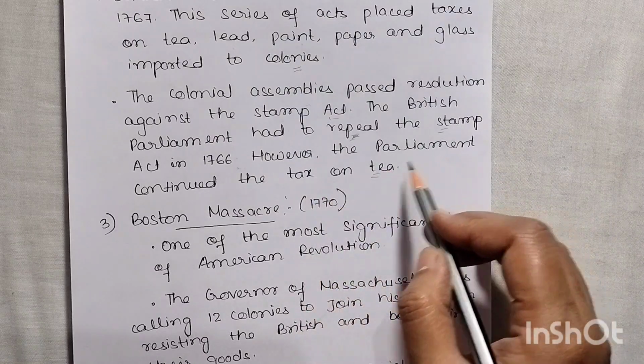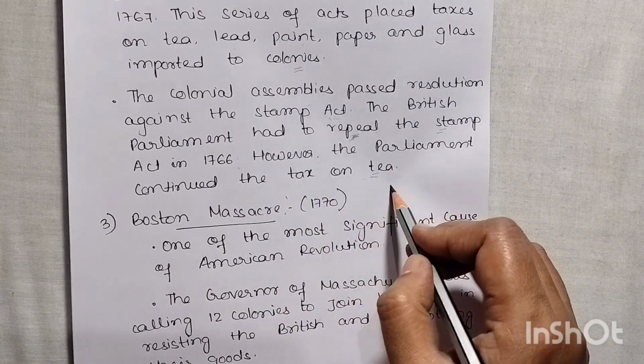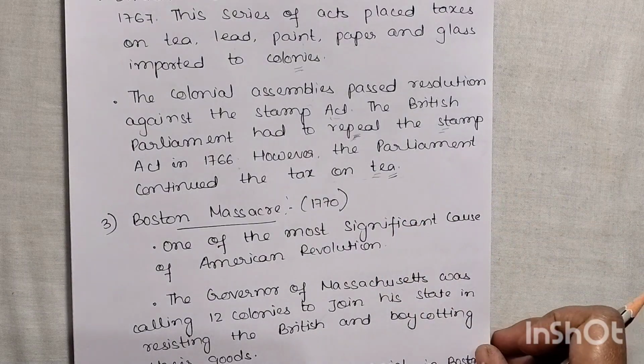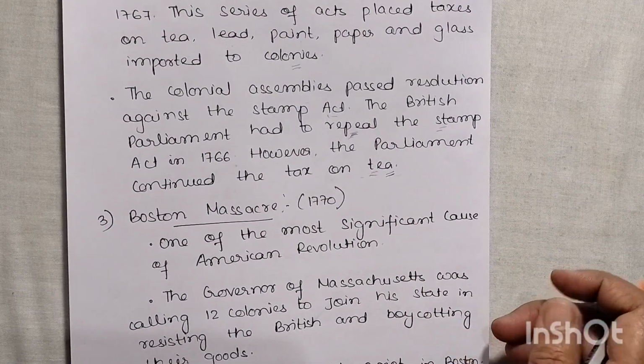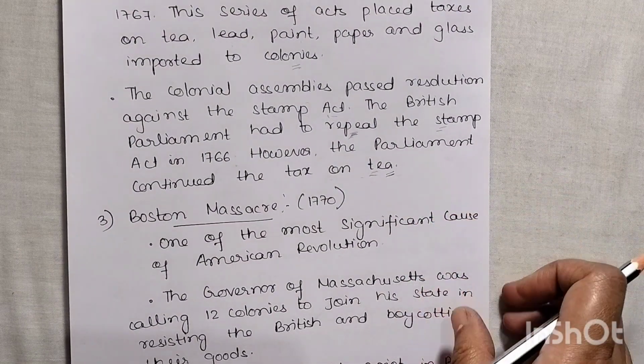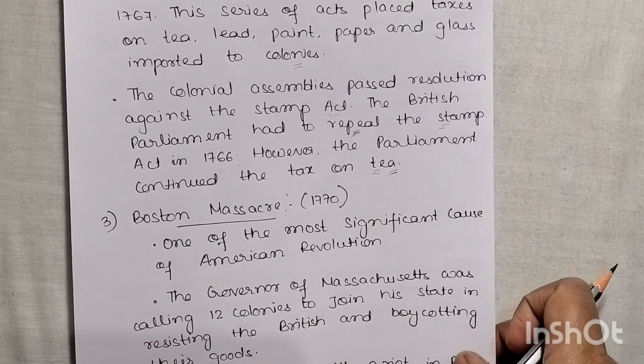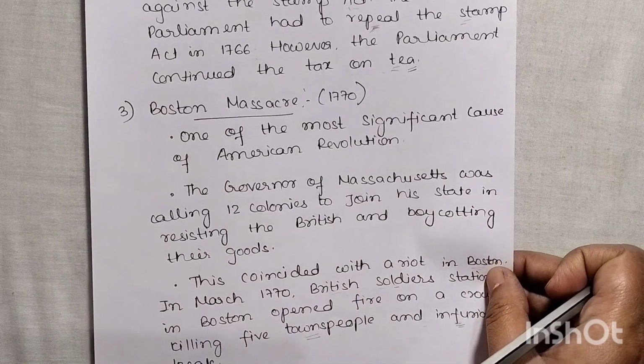But the Parliament continued to tax tea. Tea was a very important good at that time for earning a lot of revenue, so the taxes were still continuing on tea. So this is the second reason. Let us see the third one.